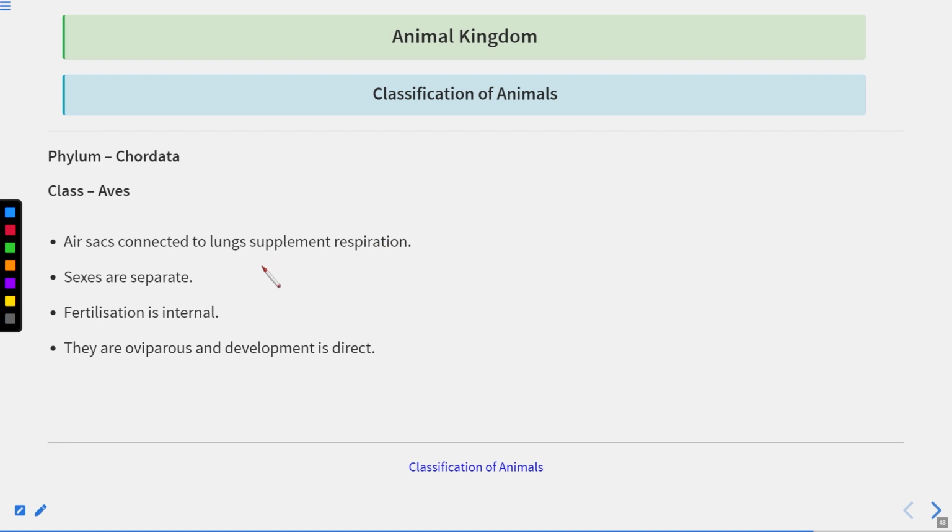Air sacs are connected to the lung as a supplement to respiration because they have to fly. They need extra energy, and for that they need extra oxygen, right? So with the lungs, they have air sacs connected, and that helps in supplementary respiration. Sexes are separate. They have two different male and female birds. Fertilization is internal, and they are oviparous, meaning they lay eggs. And development is direct, no larval stages.